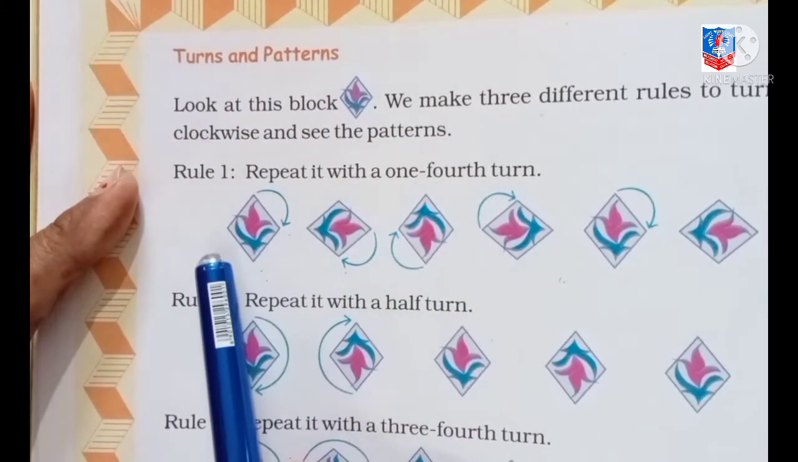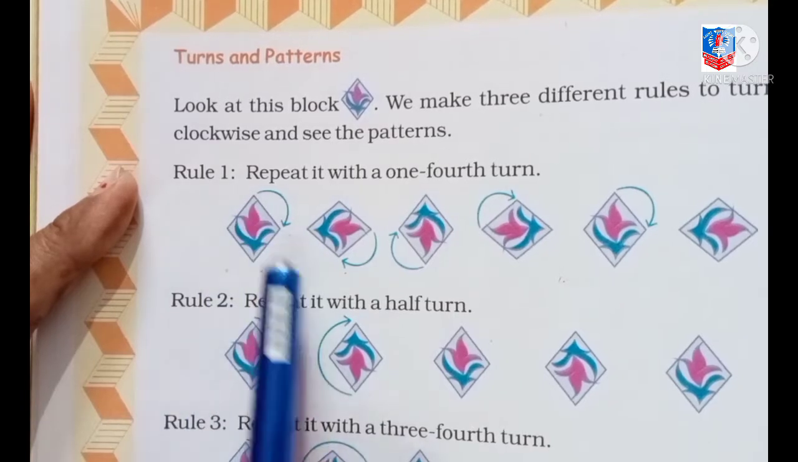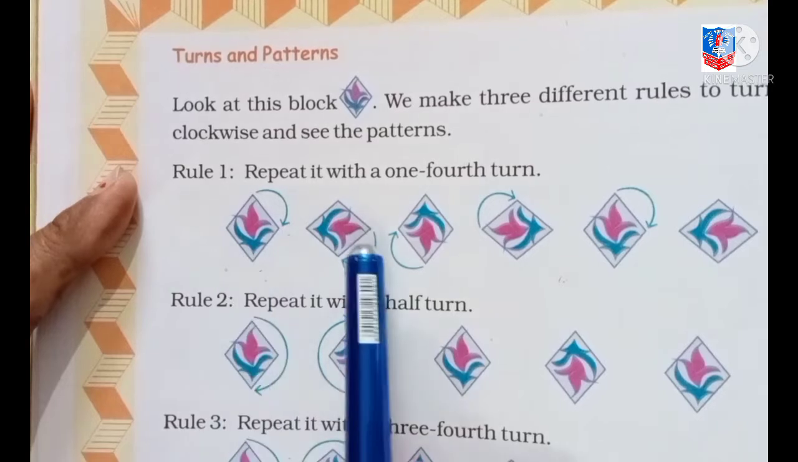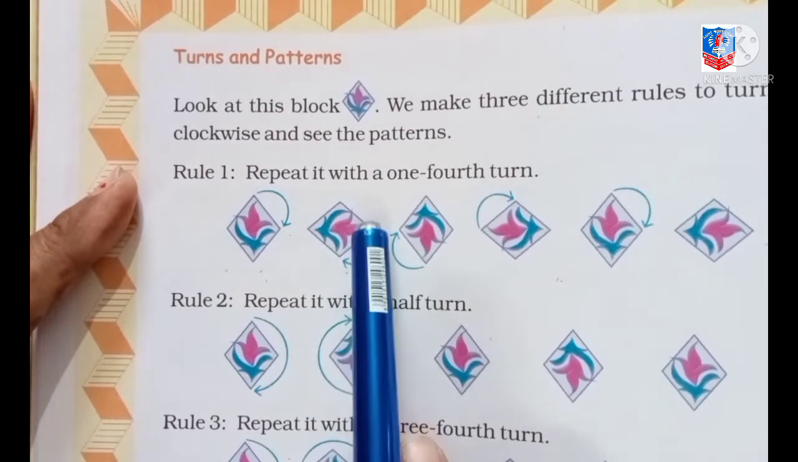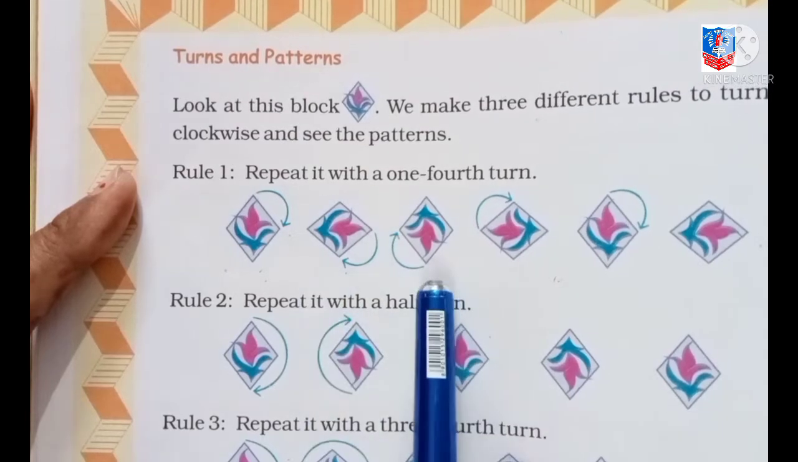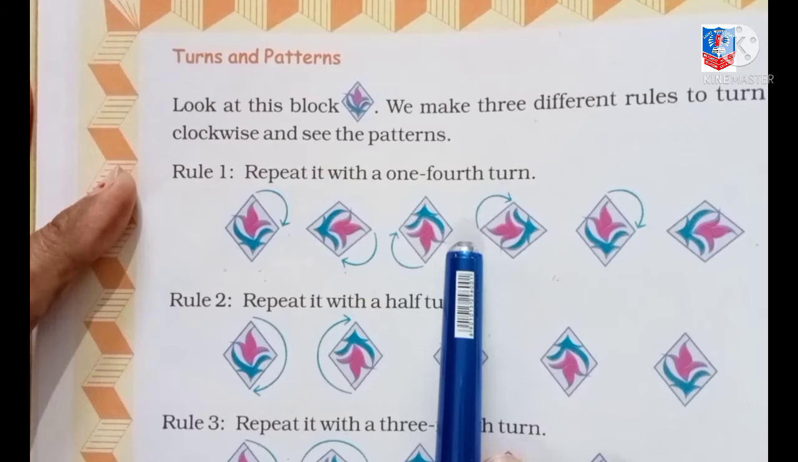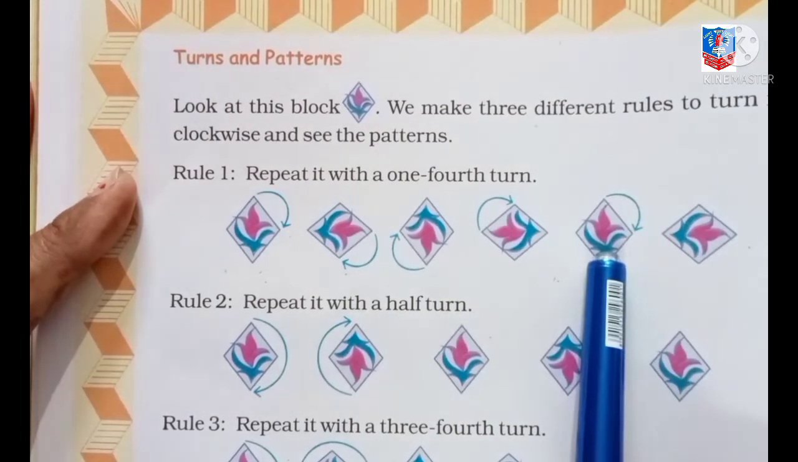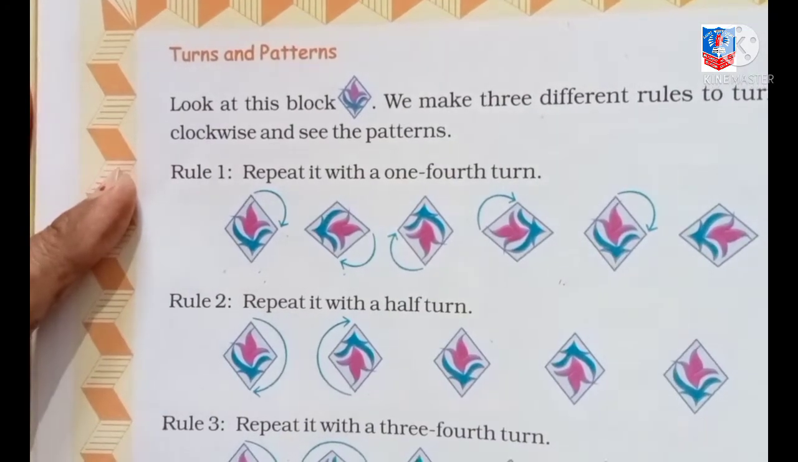Okay. Now a 1/4 turn. See this figure. When we turn it a 1/4 turn, this figure will become like this. Again a 1/4 turn. That means here it will come. See here. Then again like this way, see here. And then here. That is a complete rotation. Understood? In the same way the pattern will go on.